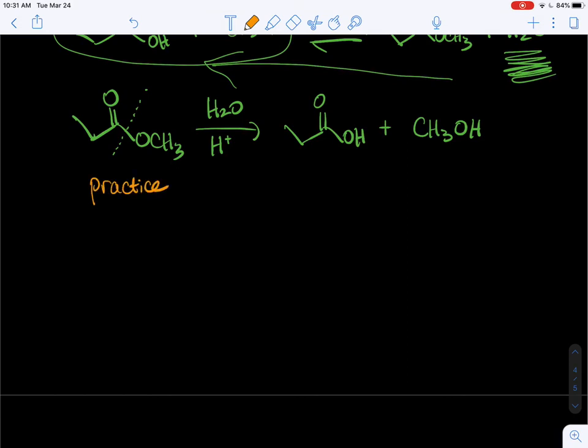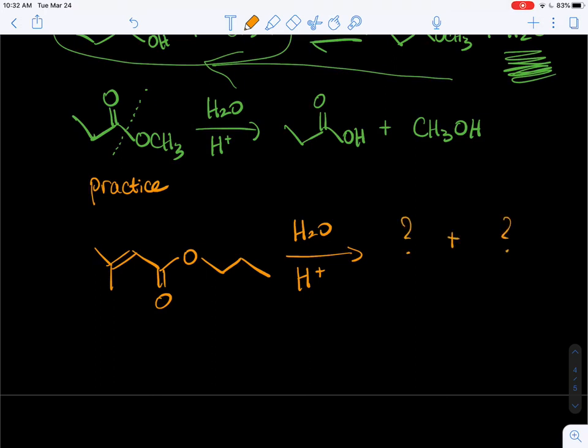Draw the products from this reaction here. Let's make a super interesting looking ester here. So if I add H2O and H+, assume that the double bond doesn't react, draw the two products here. Okay, so that's a brief review, overview, kind of looking back at the different reactions of esters.